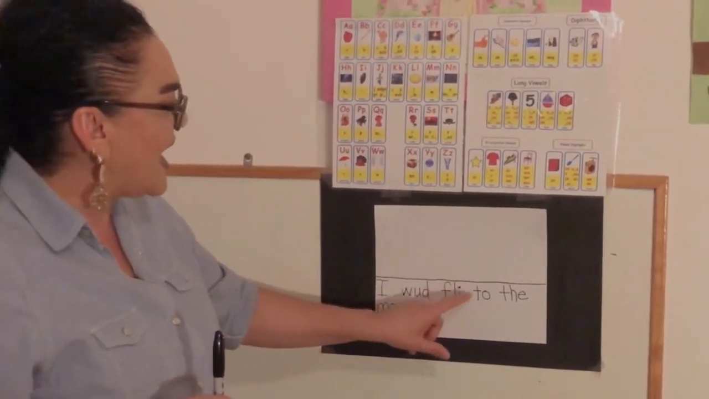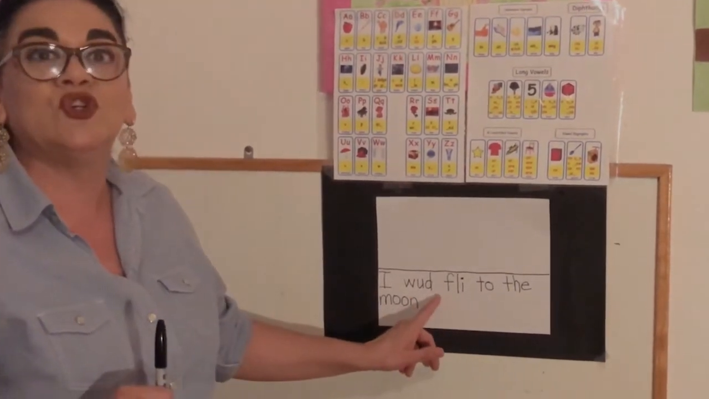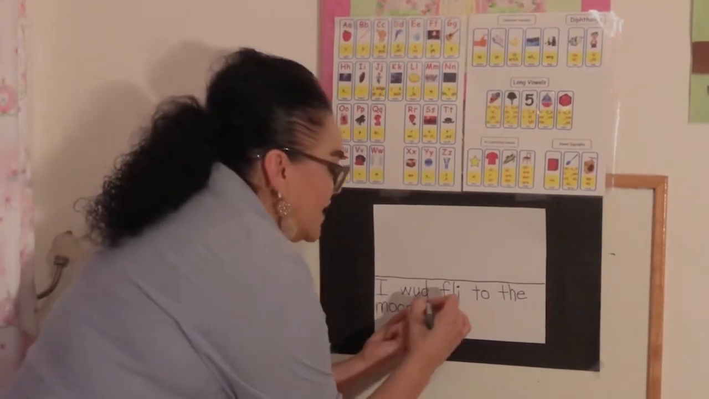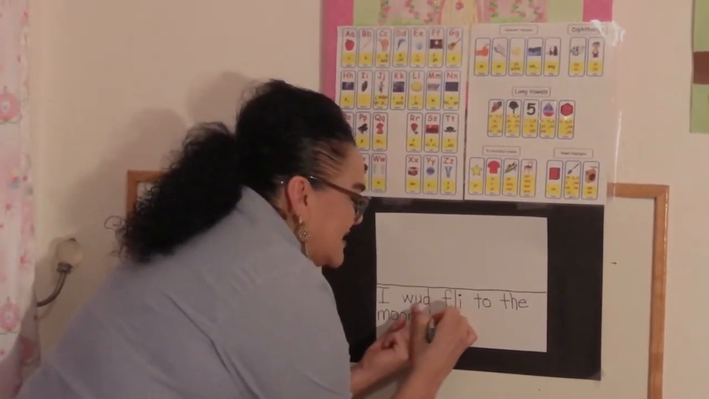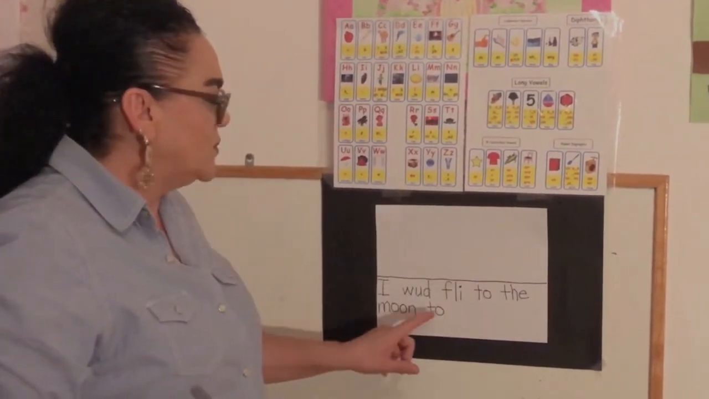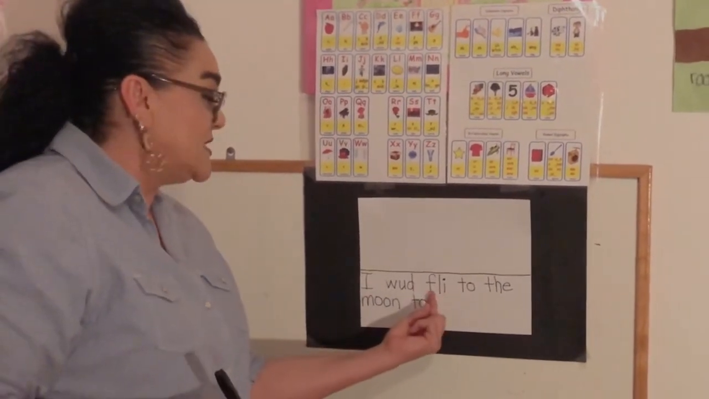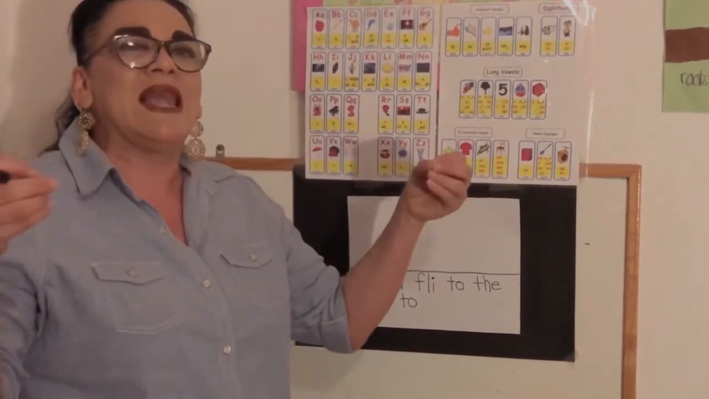I would fly to the moon. My next word is to. So I'm going to leave a finger space, and to is a high frequency word. We already spelled it here. T-O. I would fly to the moon to play. My next word is play. So I'm going to leave a finger space, and we're going to stretch out the word play.